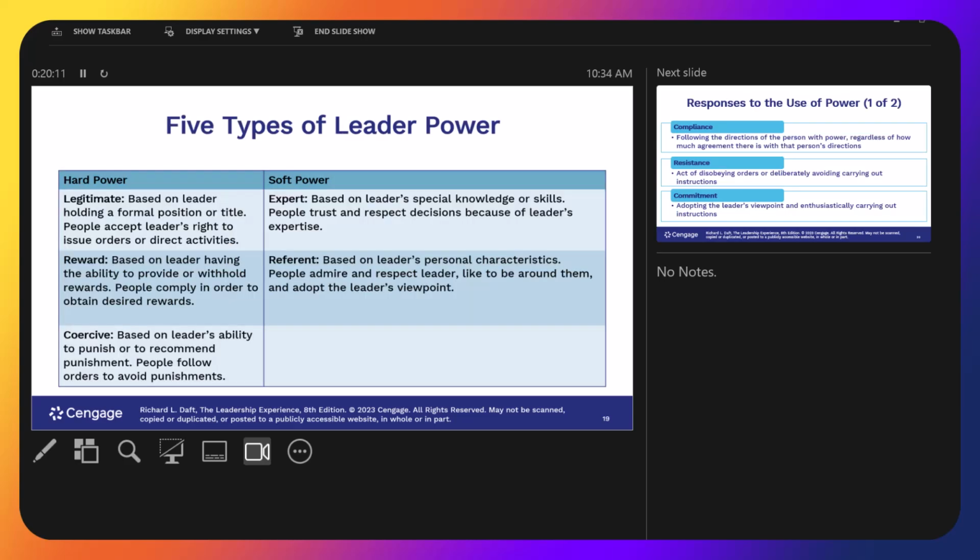Five types of leader power. So you've got the hard power, soft power. Let's look at hard power. Legitimate power is based on the leader holding a formal position. So by virtue of them holding a position, they have legitimate power.